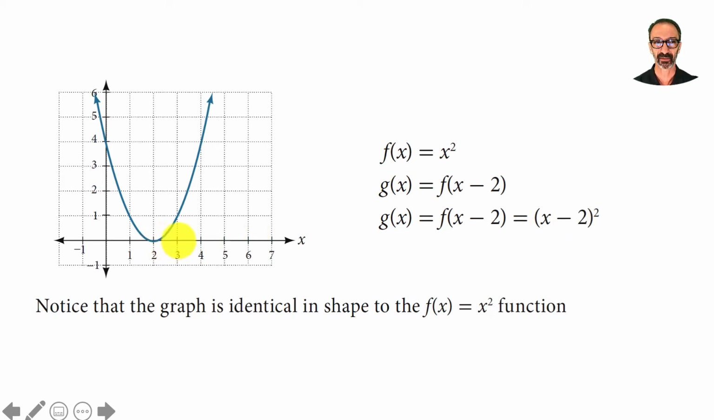You could also plug in 3 and get 1. Look, 3 minus 2 is 1. Square is 1. So when you subtract 2, x minus 2, you go right 2. Formally, it's called x minus positive 2, and 2 is h, which is positive, you go right 2.